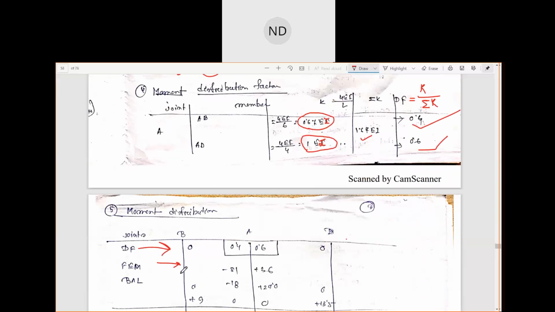Now the balance will be how much? How are you calculating the balance? This we know. The balance is going to come out as minus 18. We have minus 81 plus 36 into this, and minus 81 plus 36 into this is going to give you this 27. So we have got minus 81 plus 36 into 0.4, which is equal to minus 18. Minus 81 plus 36 into 0.6, we have got it to be 27. Okay, so what is our balance now?